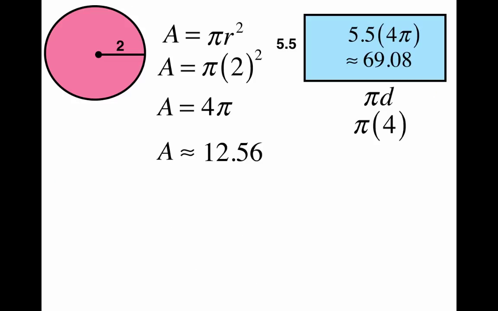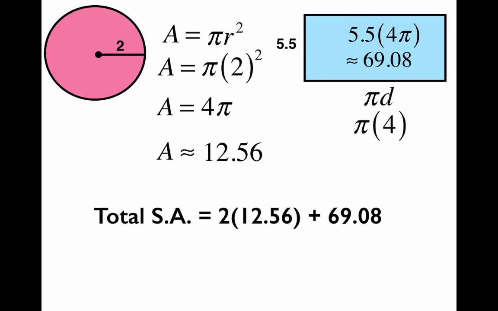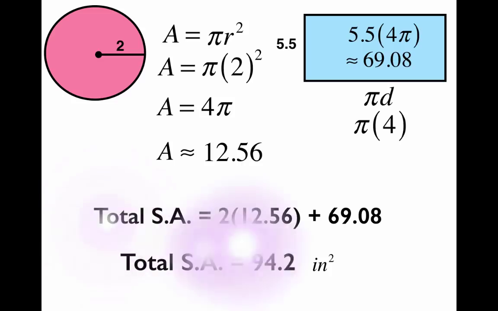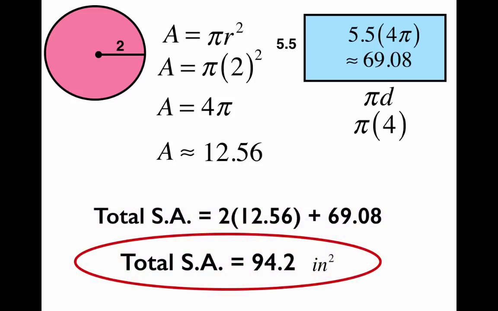So our total surface area is now going to be a grand total of 2 times the 12.56 plus the 69.08. 2 of the circles plus the rectangle, and that adds up to 94.2. I encourage you to pause the video and always check my math. Make sure I'm not making mistakes here. And oh yeah, inches, so inches squared, and there's our solution.